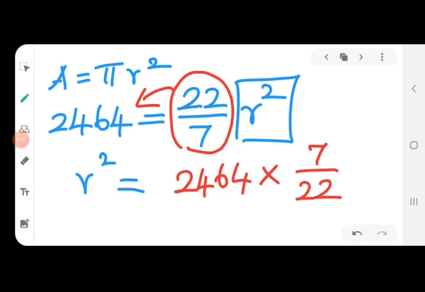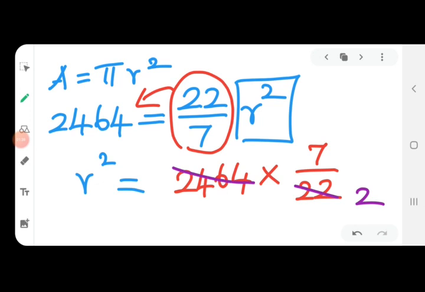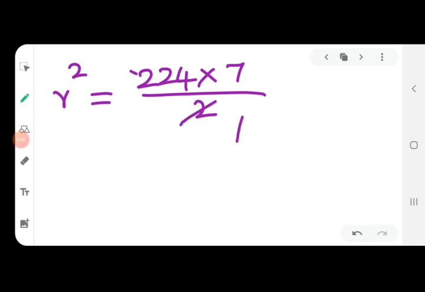Now we have to divide 2464 by 22. I am going to cancel with the 11 table first. 2 11s are 22, here 2 11s are 22, remaining 2. Again 2 11s are 22, remaining 4. 4 11s are 44. Now what do we have? 224 into 7 divided by 2, which is R square. Now we have to divide by 2. 1 2 is 2, 1 2 is 2, 1 2 is 2, 2 2s are 4. Now we have 112 into 7.